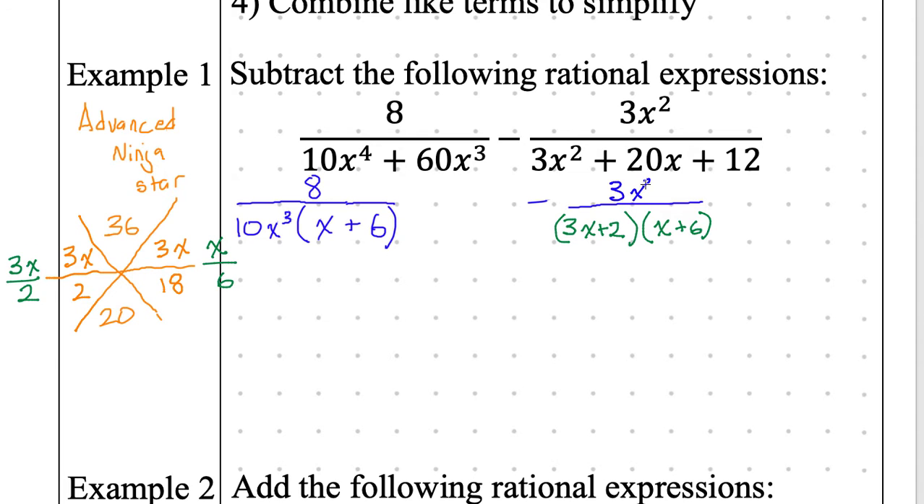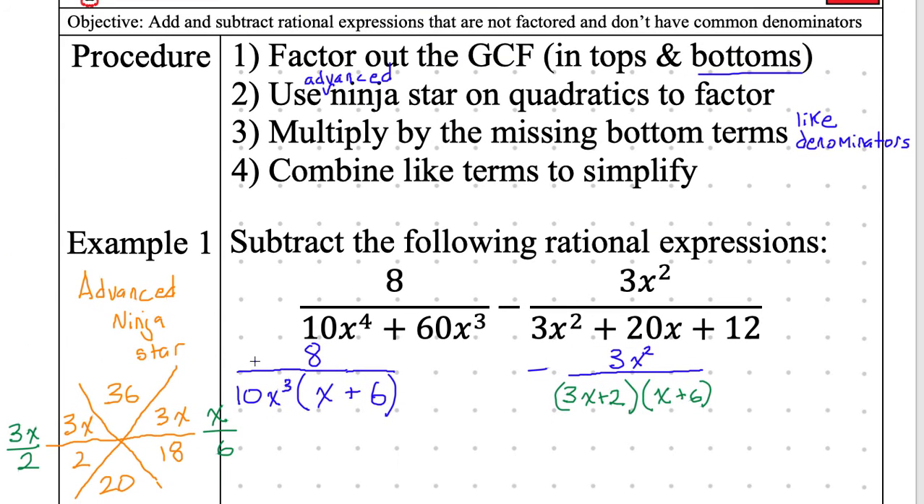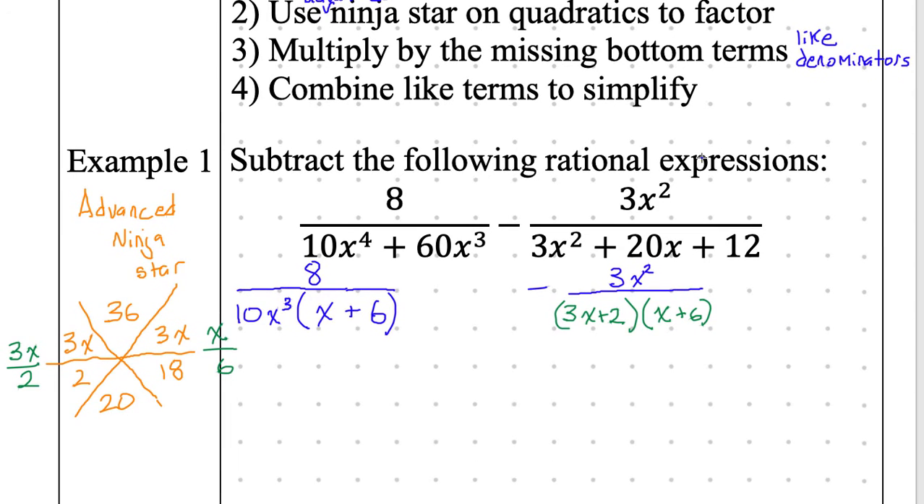Again, make sure you have room to the right because we're going to be multiplying stuff by these fractions. That was steps numbers 1 and 2. Number 1 was right there. Step number 2 was right there. We're on to step number 3. Multiply by the missing bottom terms to make like denominators.